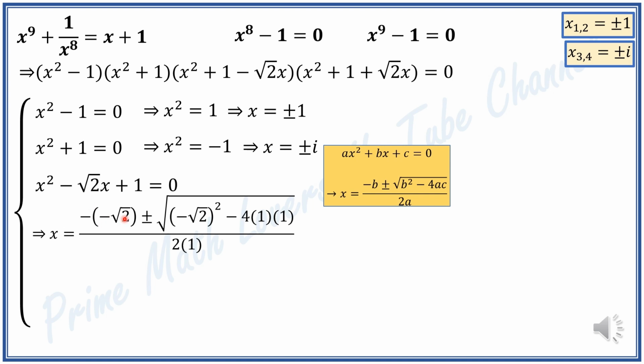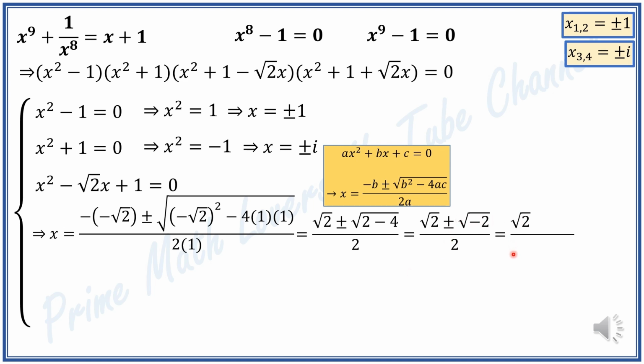b is minus root of 2, a is 1, and c is 1 as well. So this means x is equal to square root of 2, since minus times minus will be plus, plus or minus square root of 2 minus 4, divided by 2. And 2 minus 4 is negative 2. And we know that square root of negative 2 will be square root of 2 times i, divided by 2. So these are the next two answers.